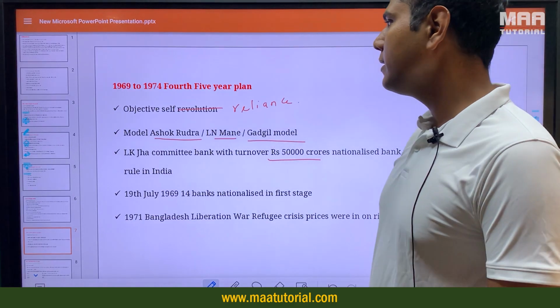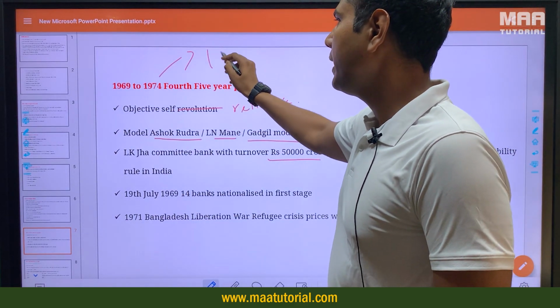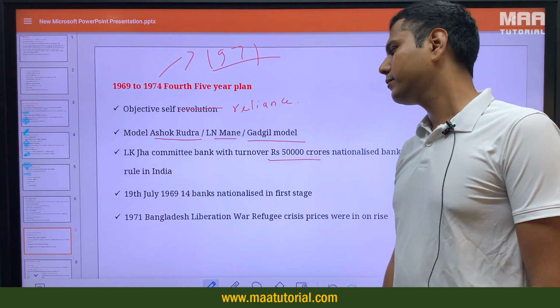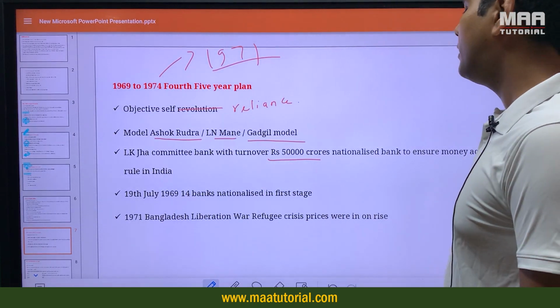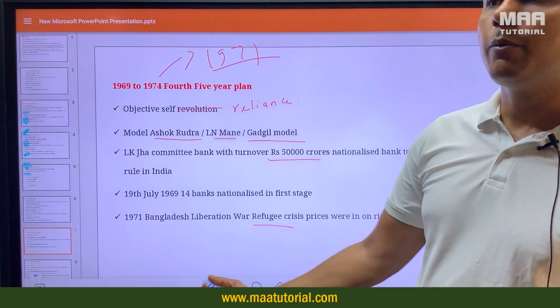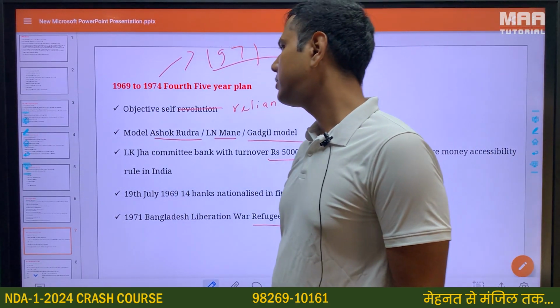And also in this plan we have seen the 1971 Bangladesh Liberation War, and that led to a refugee crisis in our country. A lot of refugees came to our country from Bangladesh. Let's continue.